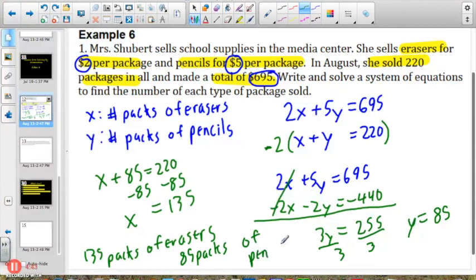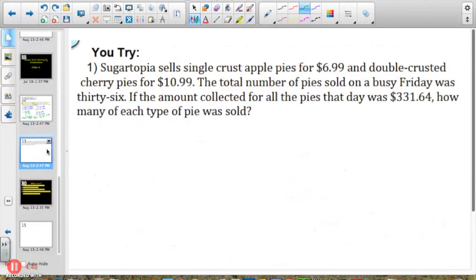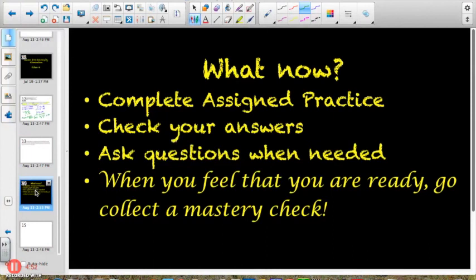Alright, you guys go ahead and give the You Try problem a try. Check your answers on the solution page. And that will wrap up videos for 2-4.